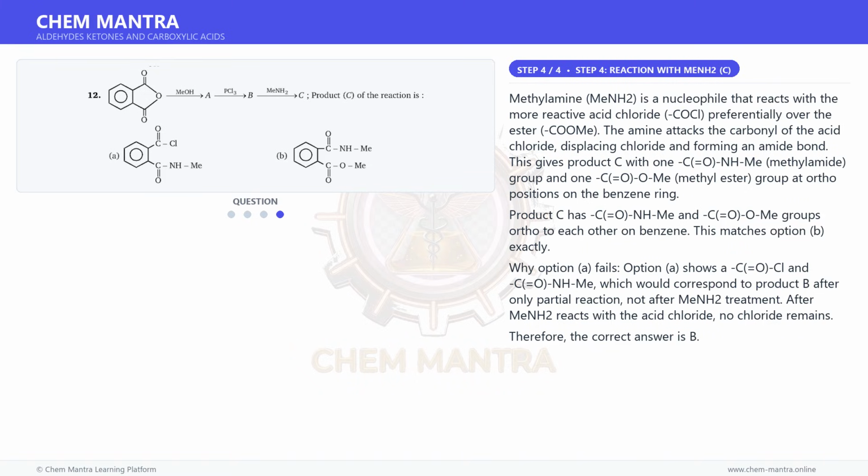Product C has C=O, NHMe and C=O, OMe groups ortho to each other on benzene. This matches option B exactly.